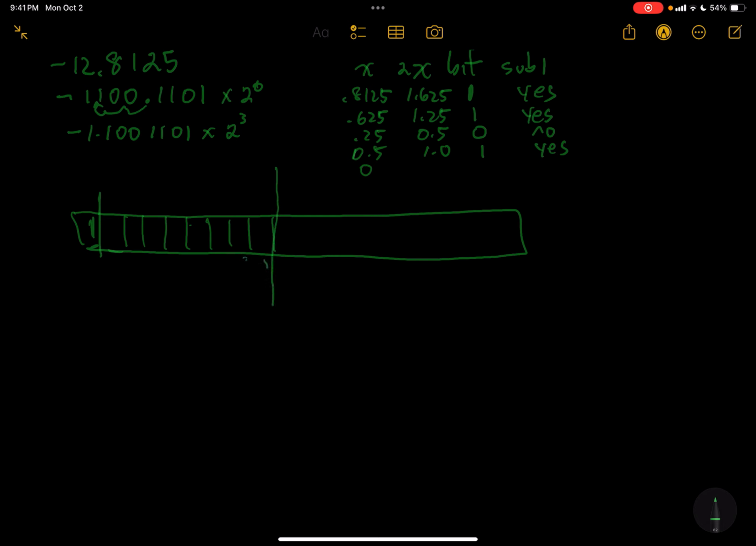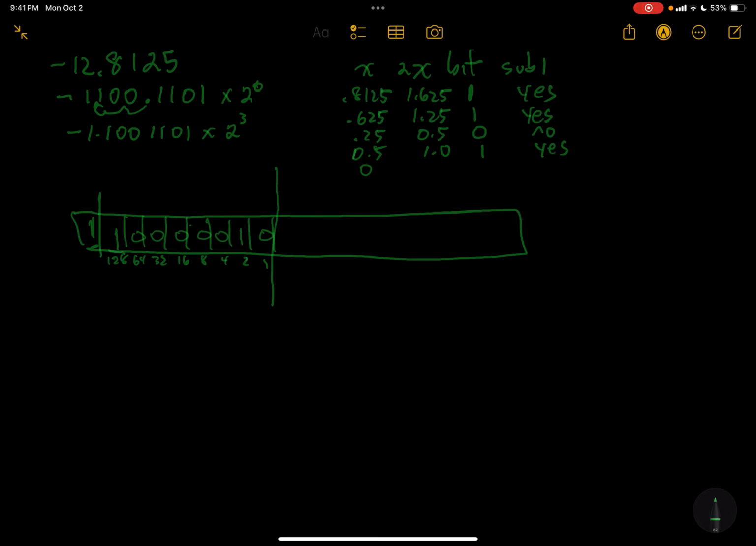This is going to be 1, 2, 4, 8, 16, 32, 64, and 128. I take this exponent and I add 127 to it. So 3 plus 127 is 130, which means I need a 128 and I need a 2. And everything else is going to be a 0.